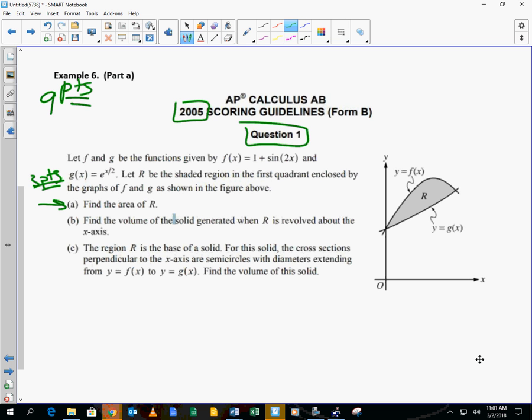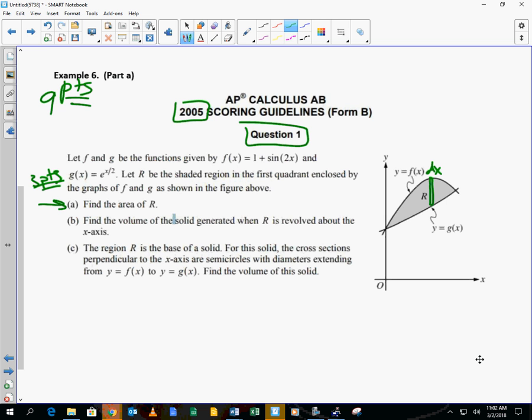Let f and g be functions given by f of x is 1 plus sine of 2x, and g of x is e to the x over 2. Let R be the region shaded in the first quadrant enclosed by that. Great. So we just want to find the area bounded between 2 curves. Does that rectangle have width of dx, or does it have width of dy? Which one is it? Does it have horizontal width or vertical width? Dx. Very good. So that means everything will be in terms of x.